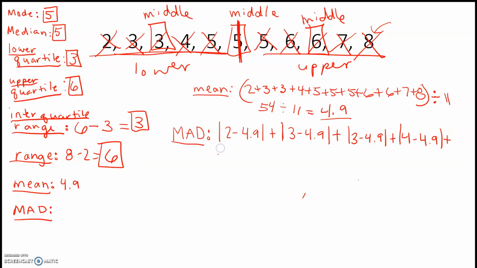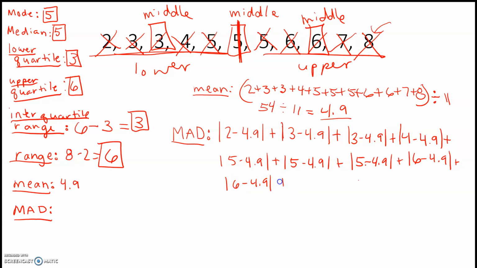Okay, plus absolute value 5 minus 4.9, plus absolute value 5 minus 4.9, plus absolute value 5 minus 4.9, plus absolute value 6 minus 4.9, plus absolute value 6 minus 4.9, plus absolute value 7 minus 4.9, plus absolute value 8 minus 4.9.